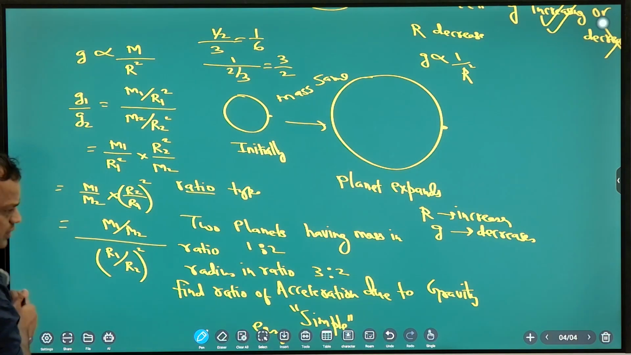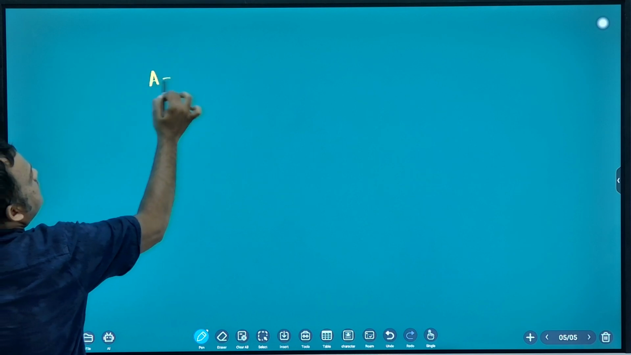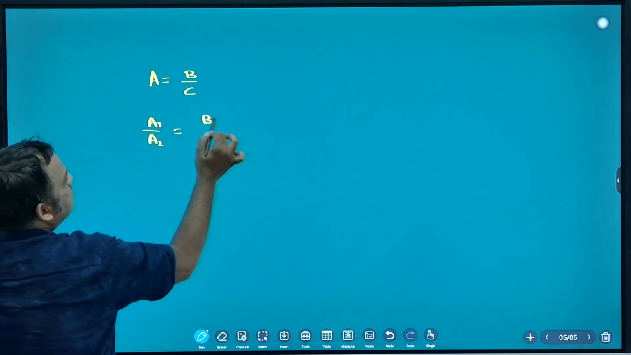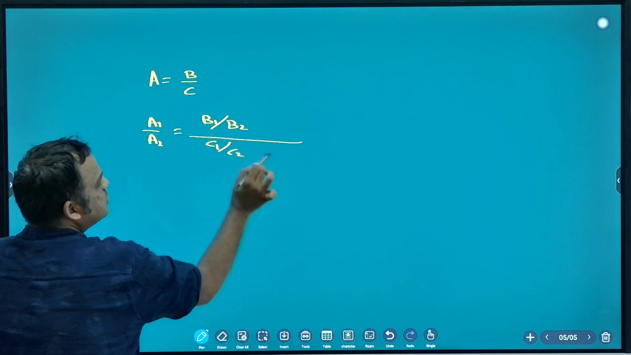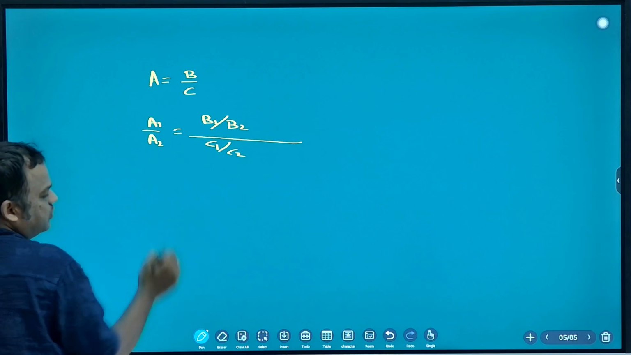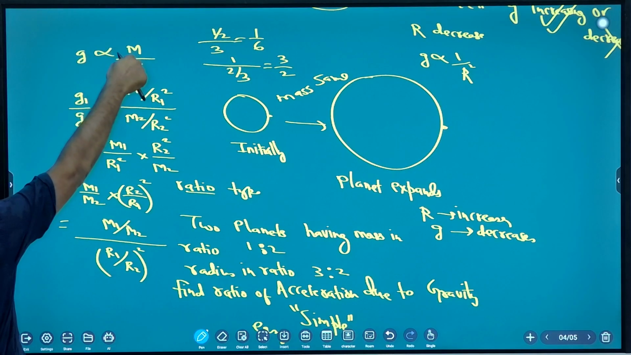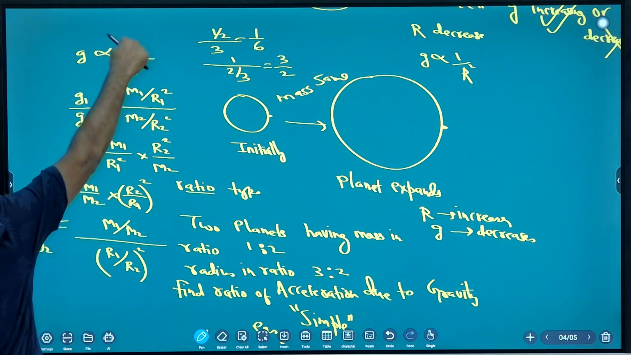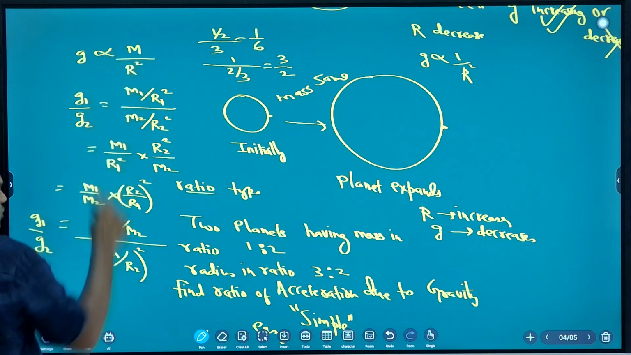So you can use this trick. I will tell one trick. See, suppose a is equal to b by c. So a1 by a2, you can use b1 by b2 in the numerator, whole divided by c1 by c2. Okay, you can use this. No silly mistake. Understood? So now you solve this. g is proportional to m by r square. So g1 by g2 will be m1 by m2 in the numerator, whole divided by r1 square by r2 square.